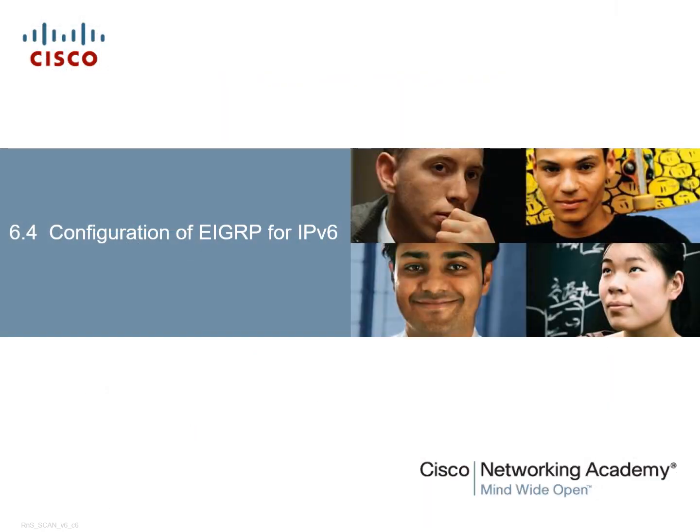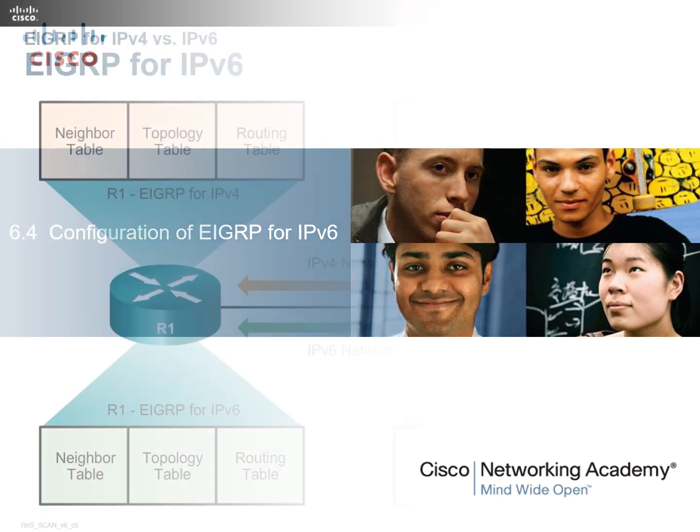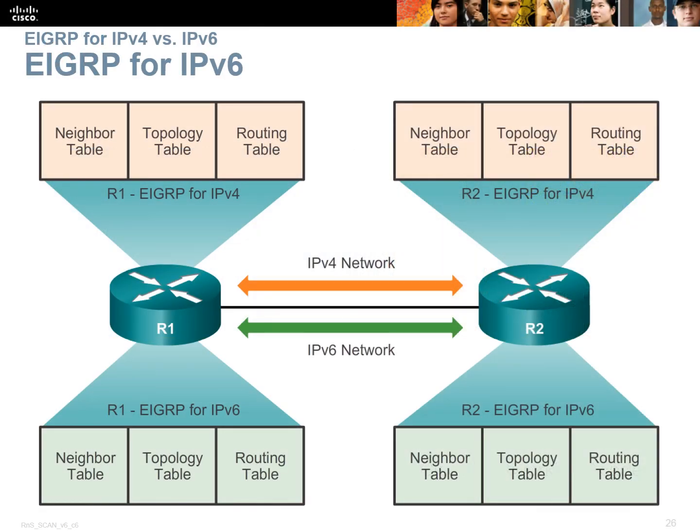All right, EIGRP for IPv6. So exactly the same as IPv4, 3 tables: neighbor table, topology table, routing table. IPv6, exactly the same. No big surprise there.